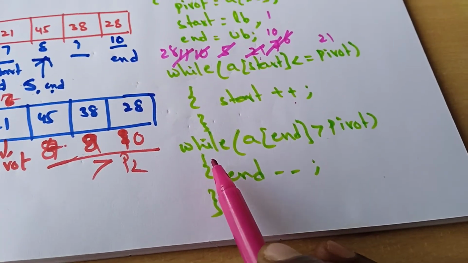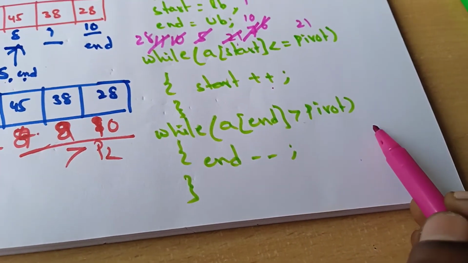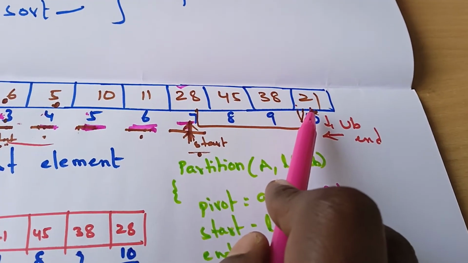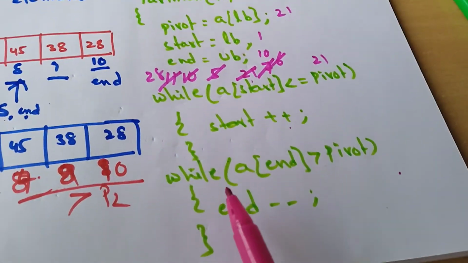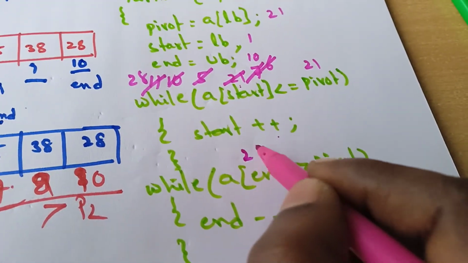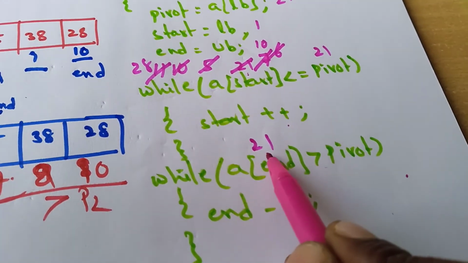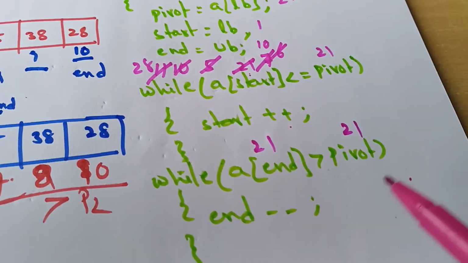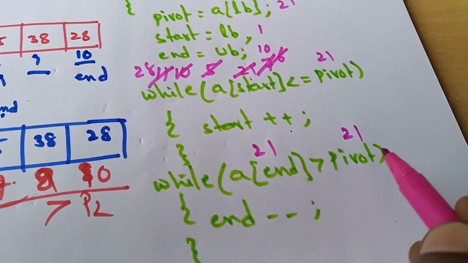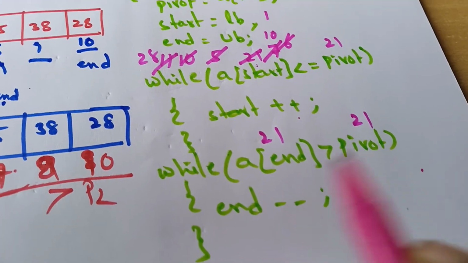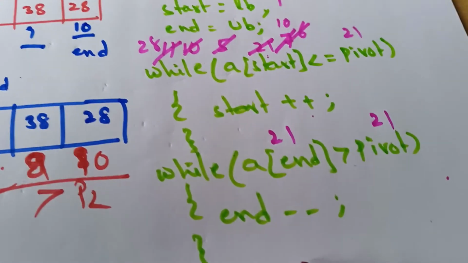What is here? While a of end greater than pivot element. What is a of end? A of end is 21. So now we'll come to a of end. A of end element is 21. 21 greater than pivot element? Pivot is 21. So 21 is not greater than pivot, right? So we won't go inside. So then what will we do?